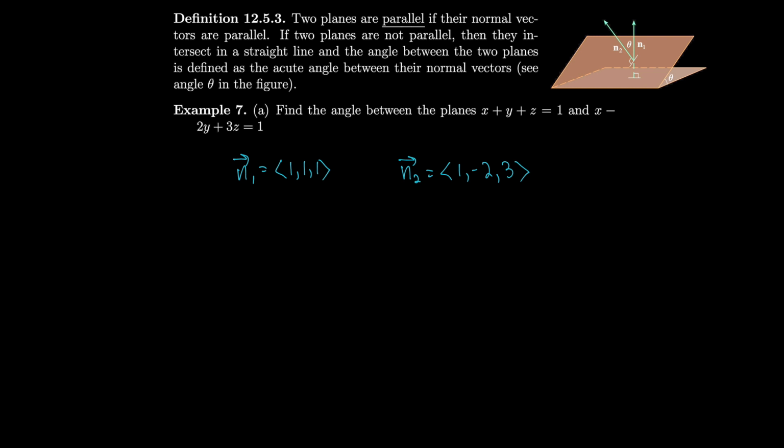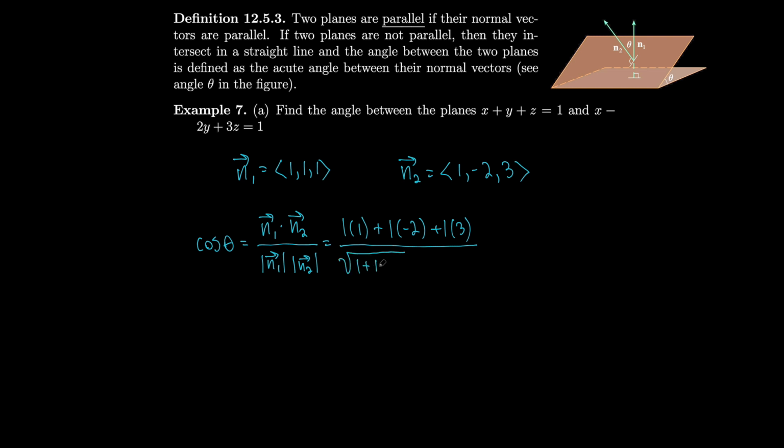Remember, we can calculate the angle between vectors using a dot product. We have a formula: the cosine of theta, where theta is the angle between the vectors, is the dot product of our vectors divided by their lengths. So what we'll do is plug in 1 times 1 plus 1 times minus 2 plus 1 times 3. And then for the lengths, we've got the square root of 1 plus 1 plus 1, because each of those squared is still 1. And then the square root of 1 plus minus 2 squared is 4, plus 3 squared is 9. So simplifying, we get 2 over the square root of 42. So theta is the cosine inverse of 2 over the square root of 42, which is about 72 degrees.